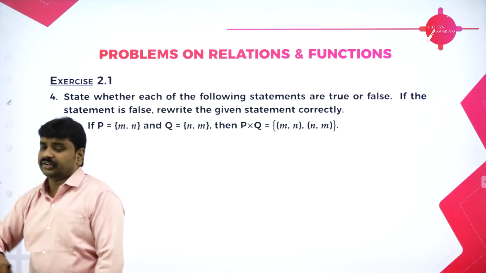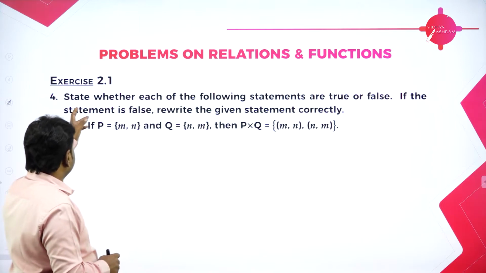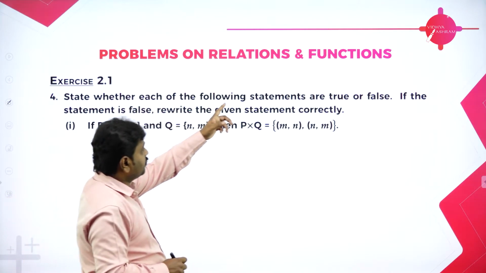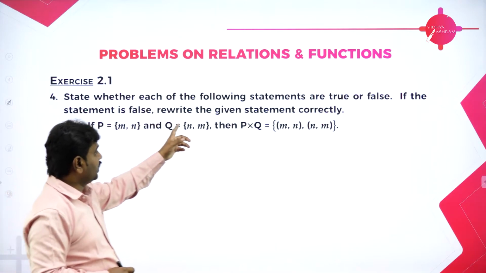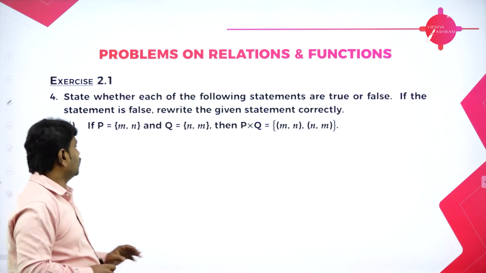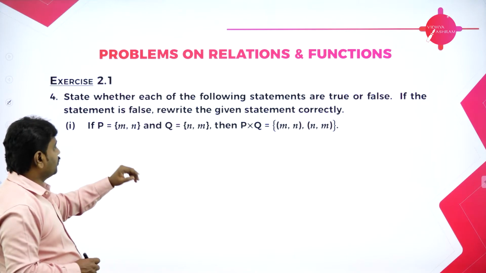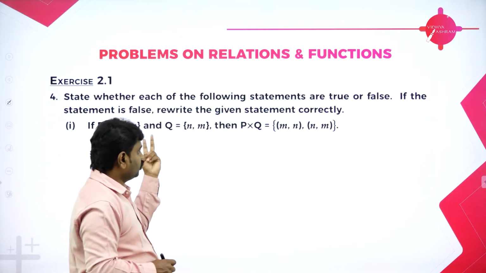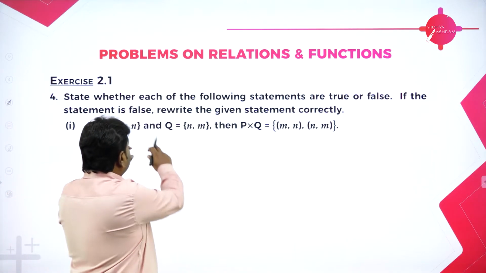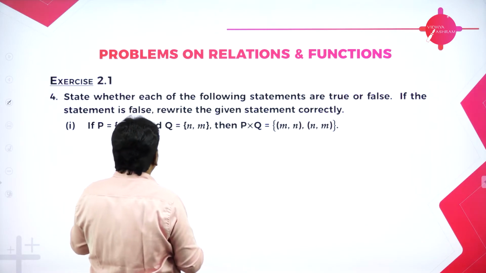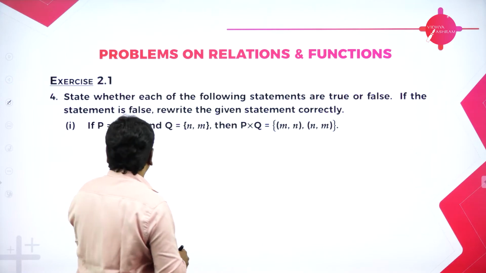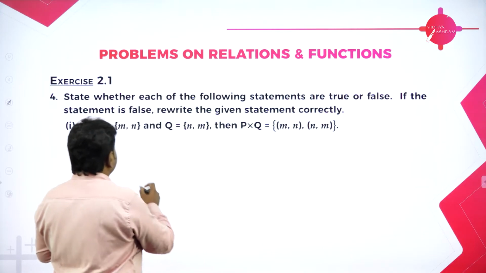Next, state whether each of the following statements is true or false. You need to say true or false. If the statement is false, rewrite the given statement correctly. Now P is equal to {M, N}, Q is equal to {N, N}, two sets. P cross Q, they wrote, is M clubbed with N and M. So this is false.